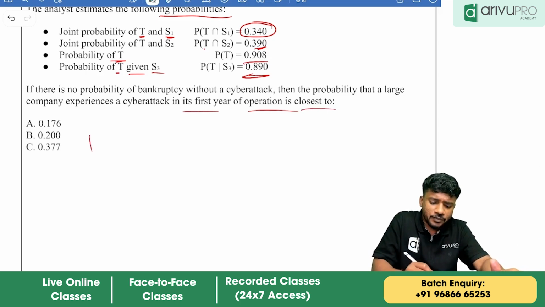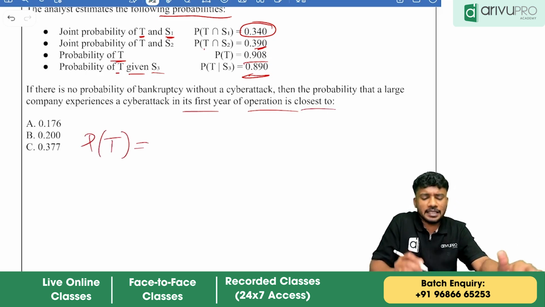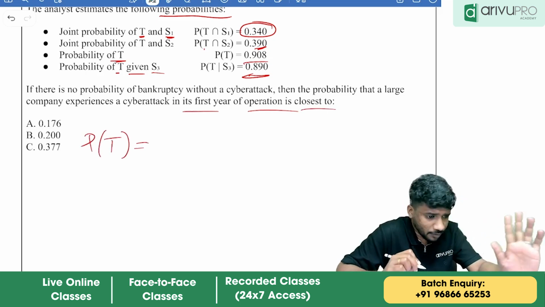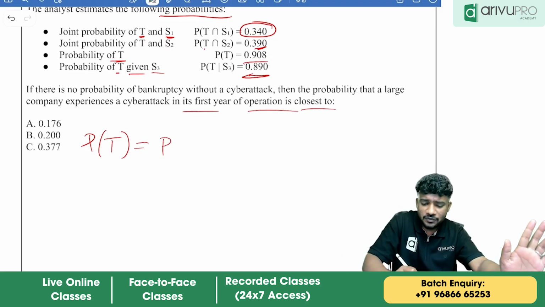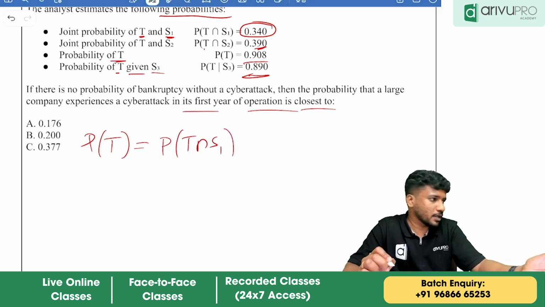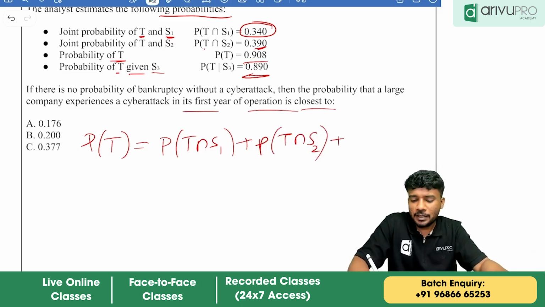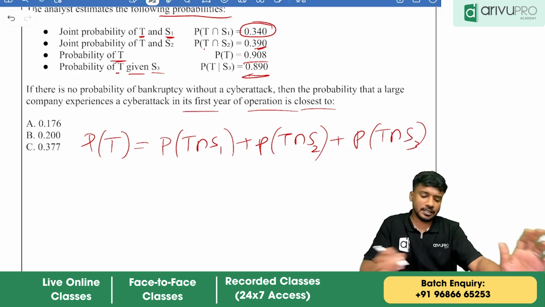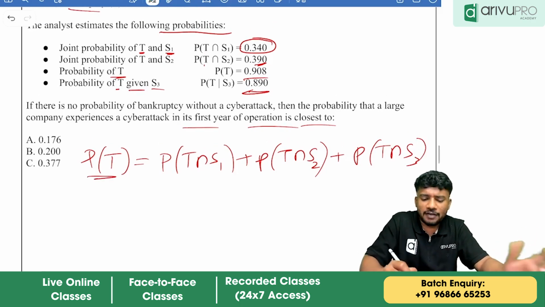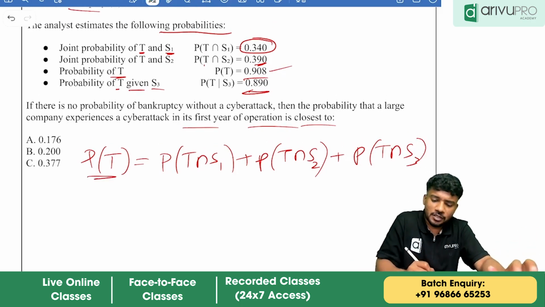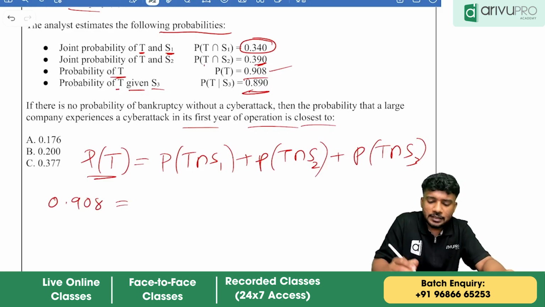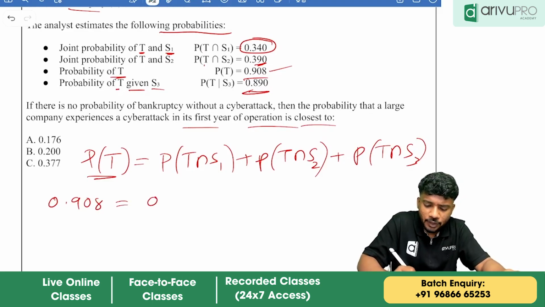Now we will find the probability of bankruptcy. T is denoted for bankruptcy. Probability of bankruptcy only happens in the first case, T intersection S1 for a small scale company, plus T intersection S2 for a medium scale company, plus P of T intersection S3 for a large scale company. Now we already have the P of T value, which is equal to 0.908. Then intersection S1 is how much?